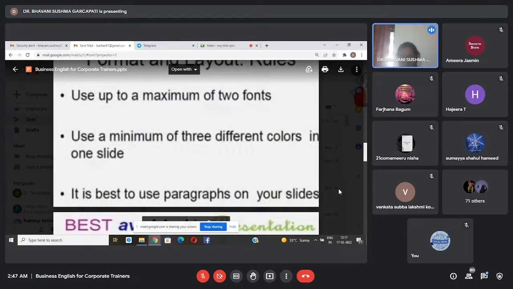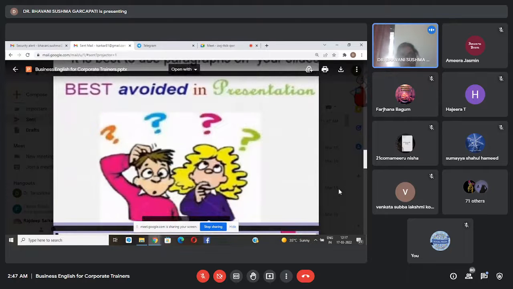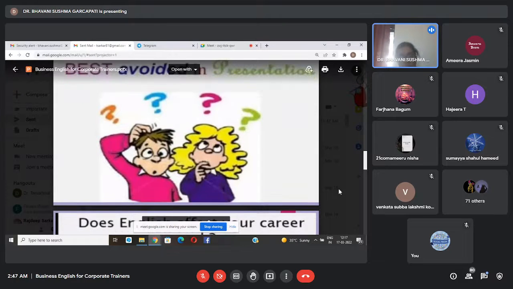So that is the main thing for a corporate trainer, and best avoided in presentation. So before the audience, what should be avoided? You can see these pictures, how they are standing. So these all should be avoided. Even we used to stand crossing arms, and we used to look this side and that side. So this all should be avoided.